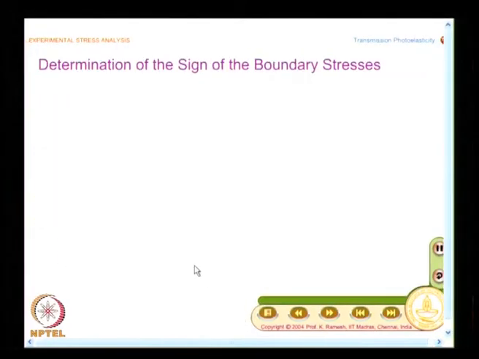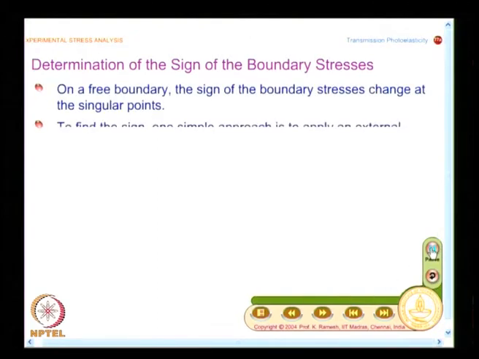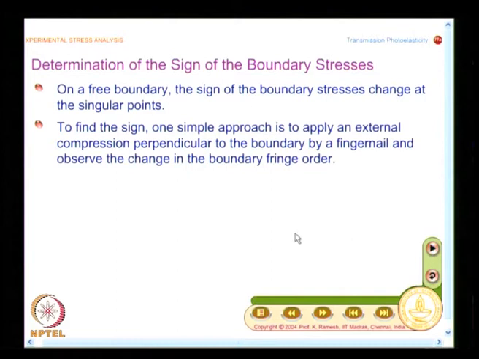But the fundamental question here, from the experimental point of view, is: is it possible to say which is the major principal stress direction at the point of interest and which is the minor principal stress direction? You can do that if you calibrate the polariscope, and we have seen what calibration you need to do. Then what we move on to is another simple piece of information. In many of the problems, we want to know what is the sign of the boundary stress.